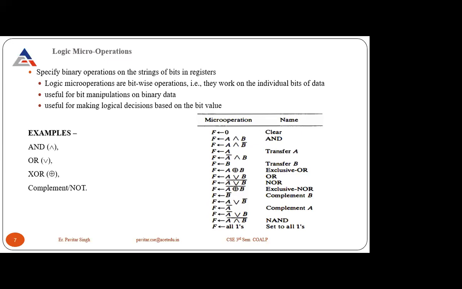What does this mean? Bitwise means it will work on the individual bits of the registers. For example, you have an 8-bit register: 0, 1, 1, 0, 0, 0, 1, 1.